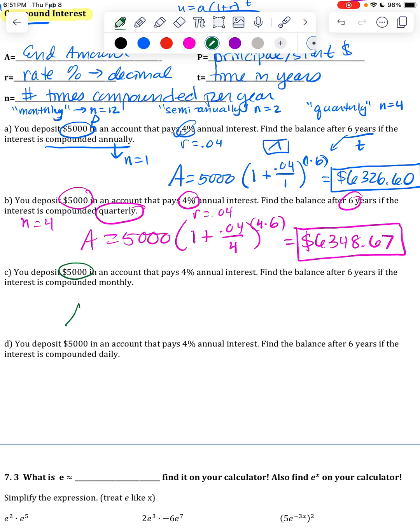Here we go again. 5,000 is my principal. This one's demonstrating that the money will change as you compound it more frequently. Still 4%, and the time is still 6 years. So the only thing I'm filling in is the N here and here, because remember those are always the same in the formula. It says compounded monthly. How many times is monthly a year? 12. So a 12 goes here and here, those get multiplied, put them in parentheses, and put it into my calculator.